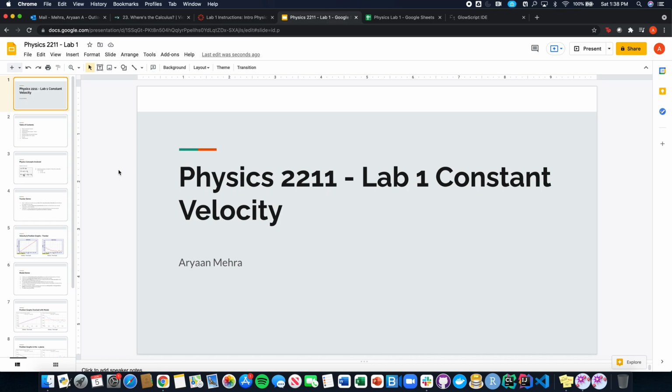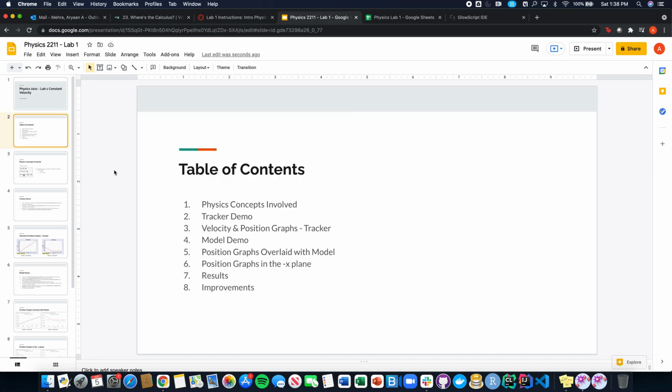Physics Lab 1 on constant velocity. Some of the key topics that we'll be covering through this demo include the physics concept involved, the tracker demo followed by some of its results, the model demo followed by some of its results, especially overlaying the results of the observations with the results from tracker.